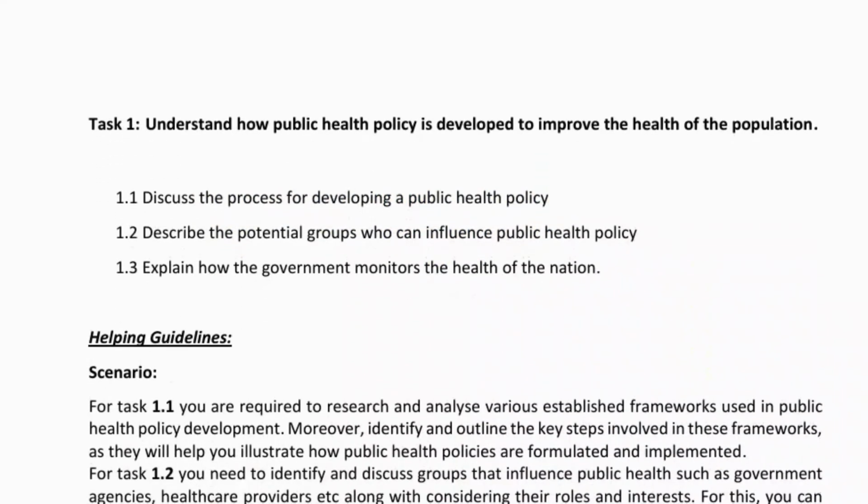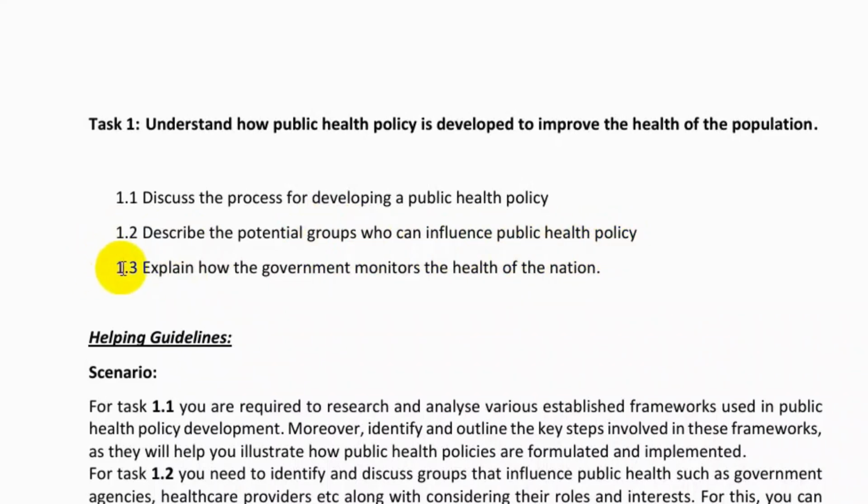Whereas for assessment criteria 1.2, first of all, you have to identify the potential groups that have the ability to influence policy decisions. And you also explain why these potential groups play an important role in influencing public health policies.